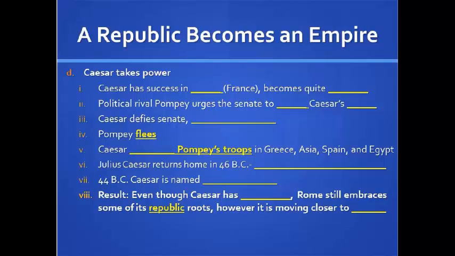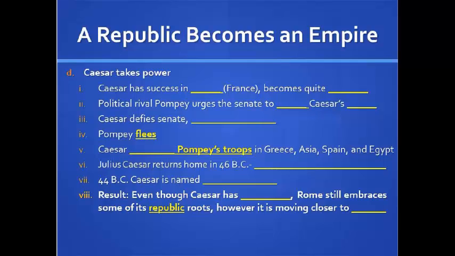Caesar takes power. Caesar has success in Gaul, which is today's France, and becomes quite popular. Political rival Pompey urges the Senate to disband Caesar's legions. They're worried that Caesar, as a general, would take his army and take over the leadership of Rome. And they had some reason to be concerned about that, because Caesar ends up defying the Senate's orders and marches into Rome. Pompey, who was the leader at the time, flees Rome, obviously scared over Caesar's army. Caesar ends up defeating Pompey's troops in Greece, Asia, Spain, and Egypt. Julius Caesar ends up returning home in 46 BC, and the Senate appoints him as dictator.